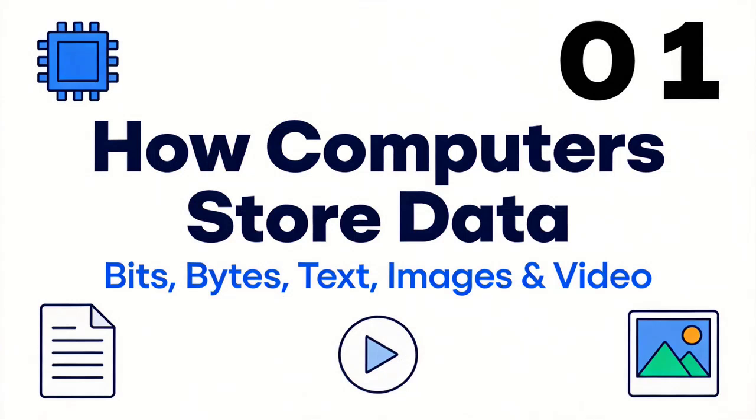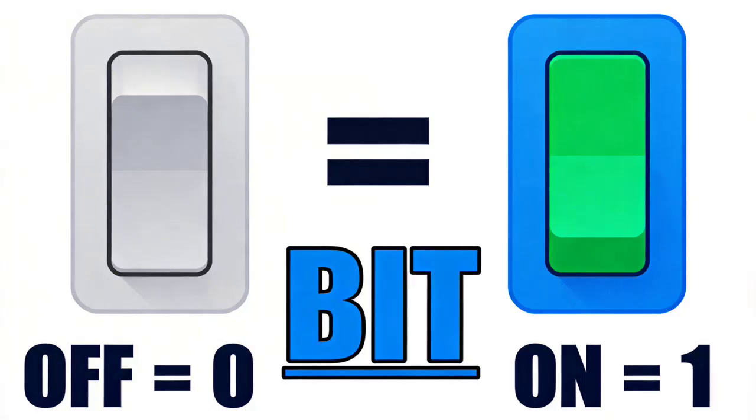Hey there! Have you ever wondered what's actually happening inside your computer when you save a file, type a message, or watch a video? Like, what is data, really? Today, we're gonna pull back the curtain and explore one of the most fascinating questions in computing. How does a computer store everything using just two tiny symbols, 0 and 1? Let's dive in. So let's start from the very beginning.